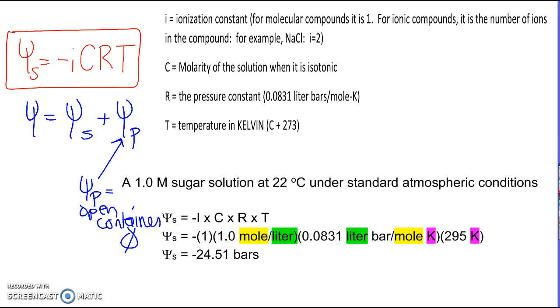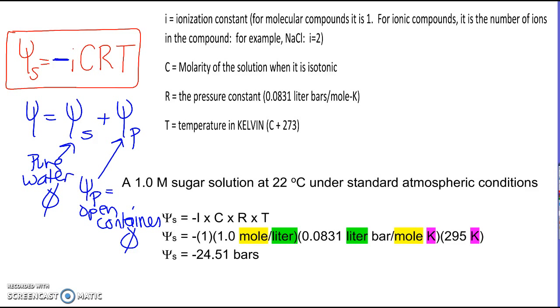The solute potential, they might make you calculate, which is a complicated looking formula, but it's really not very hard. Now, notice it's always negative. For pure water, I mentioned this, it's 0. But the more solute you add, the more negative the solute potential is going to get.